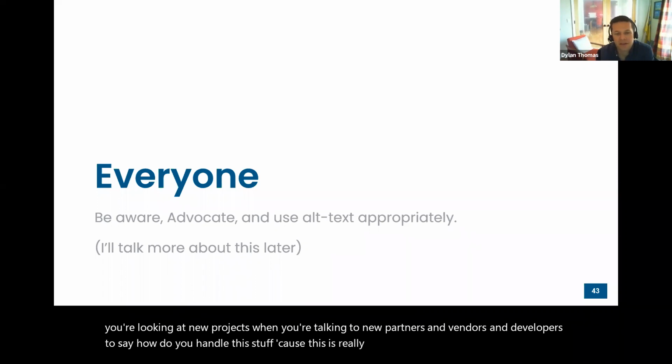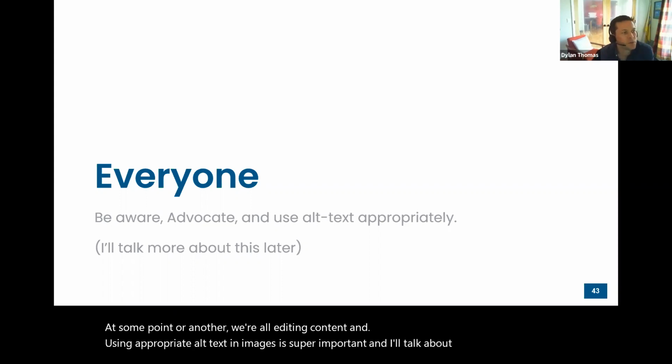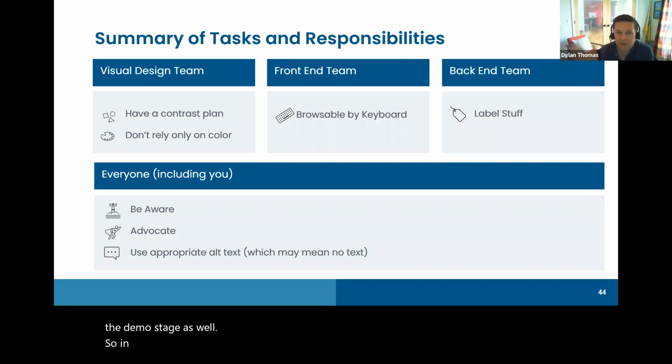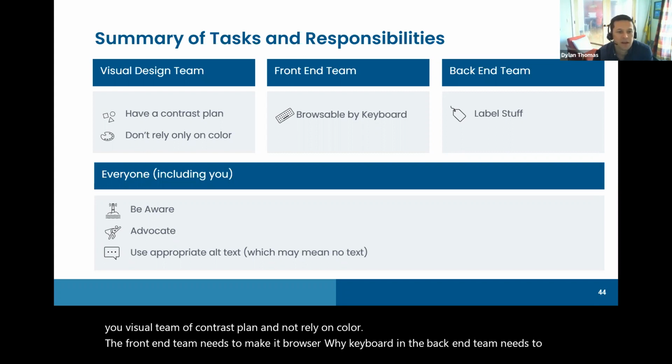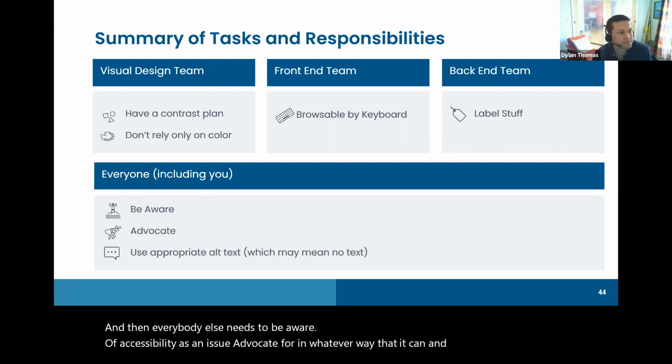At some point or another, we're all editing content, and using appropriate alt text in images is super important. I'll talk about that when we get to the demo stage as well. So in summary, your visual team needs to have a contrast plan and not rely on color. The front end team needs to make it browsable by keyboard, and the back end team needs to label stuff. Everybody else needs to be aware of accessibility as an issue, advocate for it in whatever way they can, and use appropriate alt text.